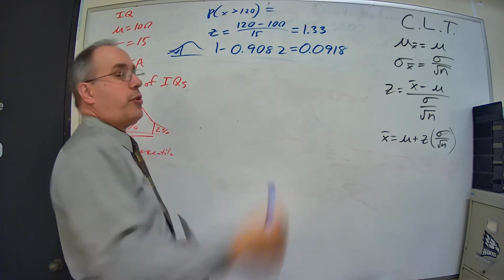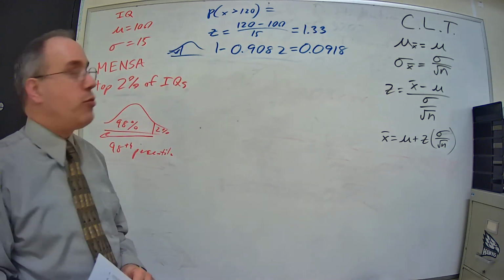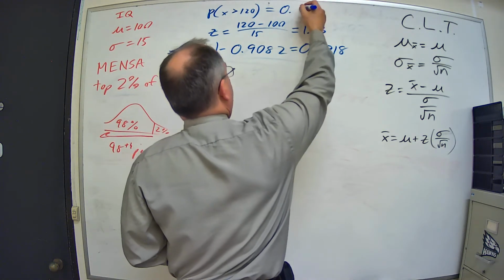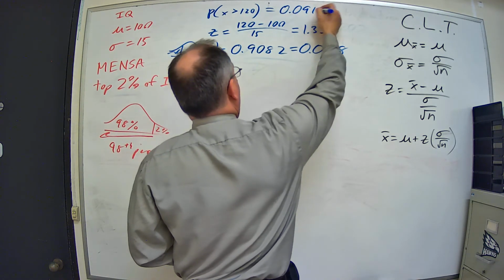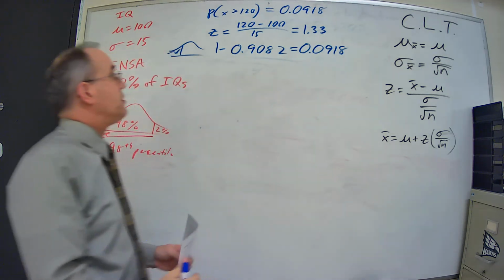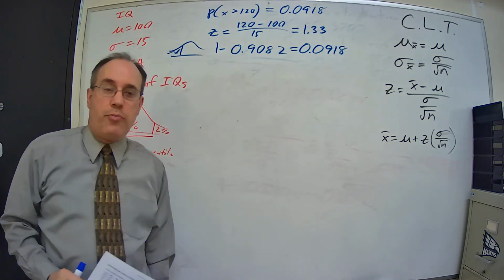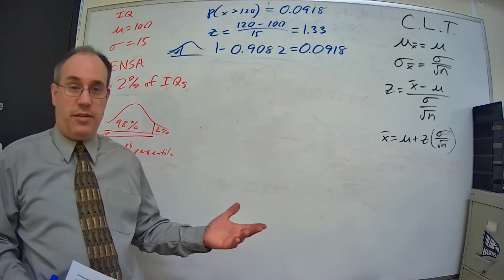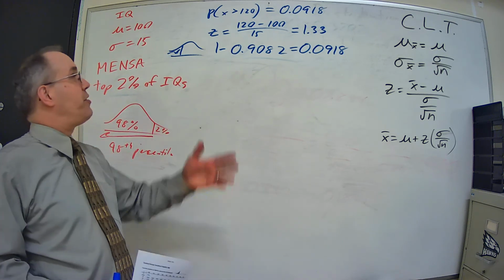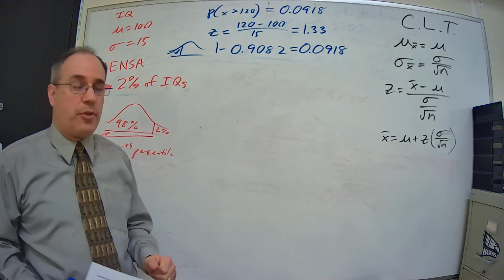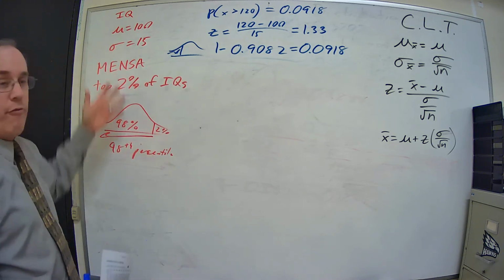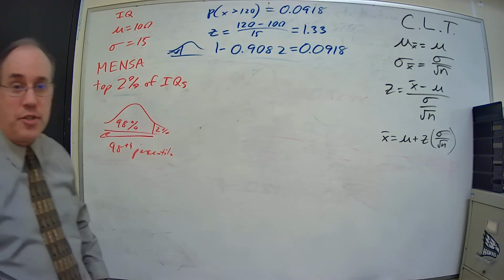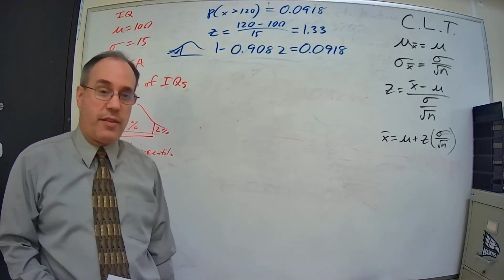So the probability of randomly selecting an individual with an IQ greater than 120 is 0.0918. That would put them in approximately the top 9% of the population. They're smarter than about 91% of the population, which means they don't qualify for Mensa. Just to put it out there. Okay?